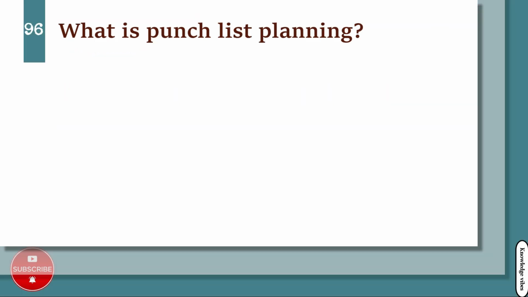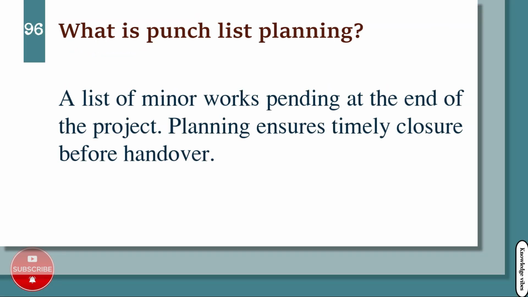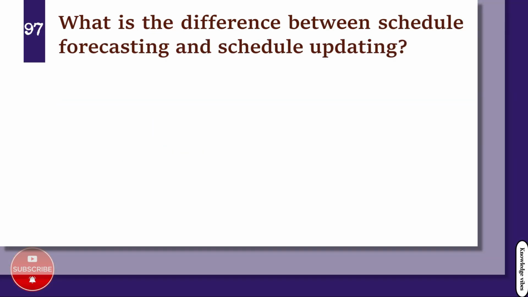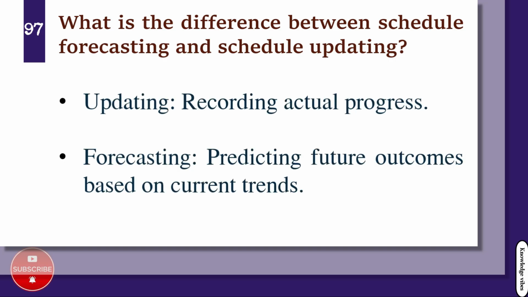What is punch list planning? A list of minor works pending at the end of the project. Planning ensures timely closure before handover. What is the difference between schedule forecasting and schedule updating? Updating, recording actual progress. Forecasting, predicting future outcomes based on current trends.